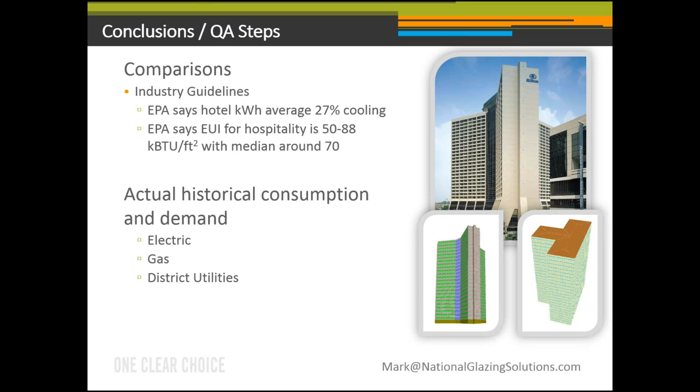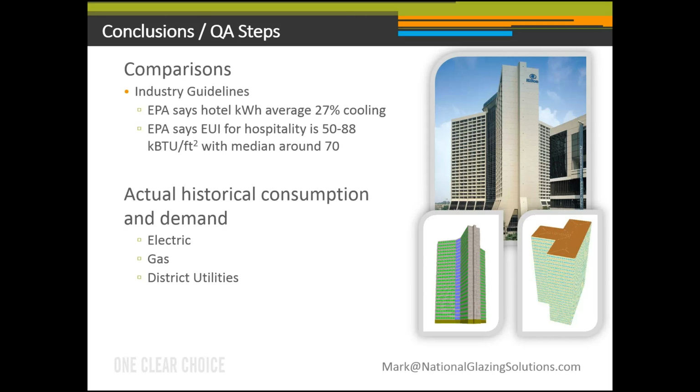As we stated earlier, our first comparisons, the QA steps for the simulated results, are to look at industry guidelines. The EPA says that the average proportion of a hotel's electric consumption due to cooling is 27%. eFilm predicted the proportion for cooling at 57%. eQuest predicted cooling at 26%. This is a good time to remind you we use the same assumptions in both models, and neither simulation had any miscellaneous tweaks made to it. This is as reported with the same assumptions.